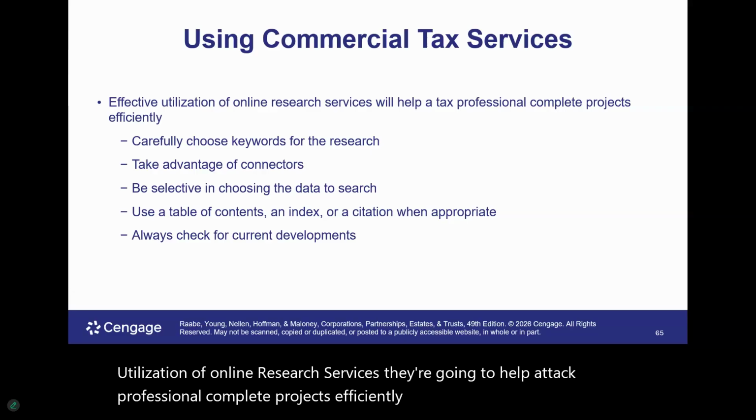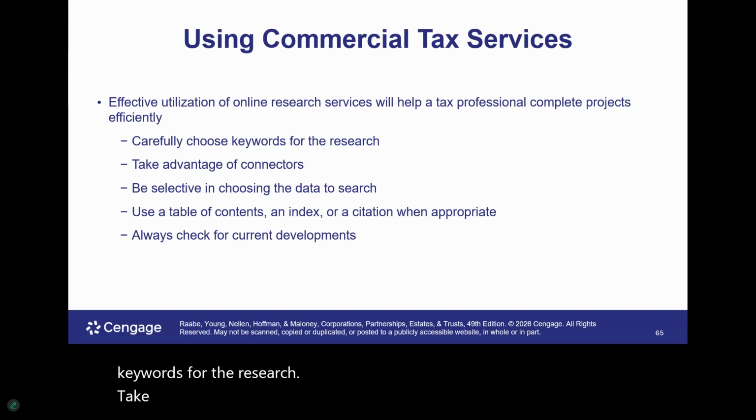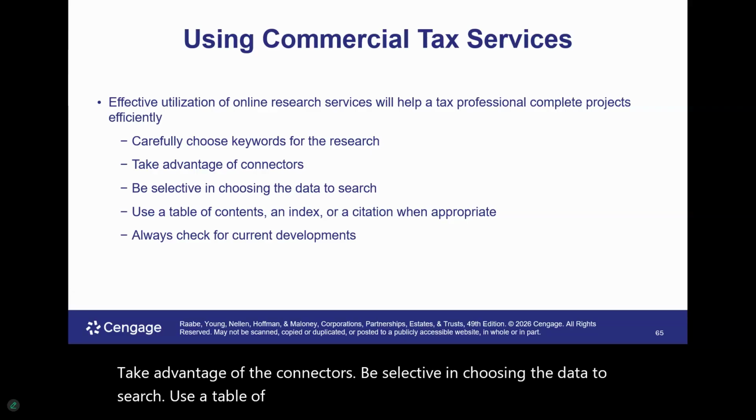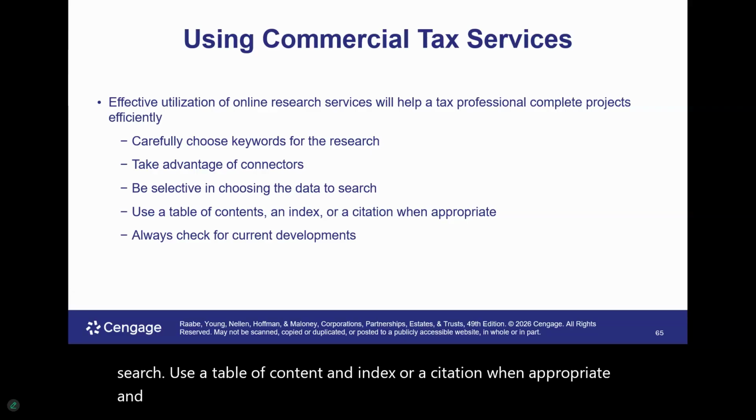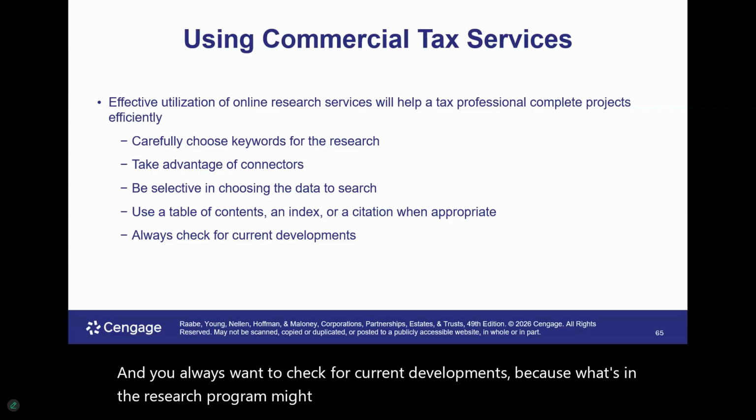You want to carefully choose keywords for the research. Take advantage of the connectors. Be selective in choosing the data to search. Use a table of contents, an index, or a citation when appropriate. And you always want to check for current developments, because what's in the research program might not necessarily be the most up to date. All right, so you also want to be aware of that.